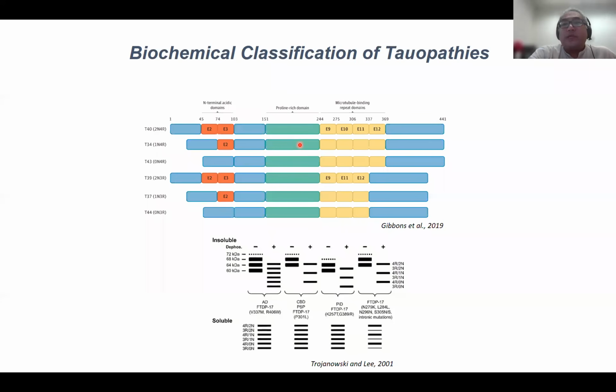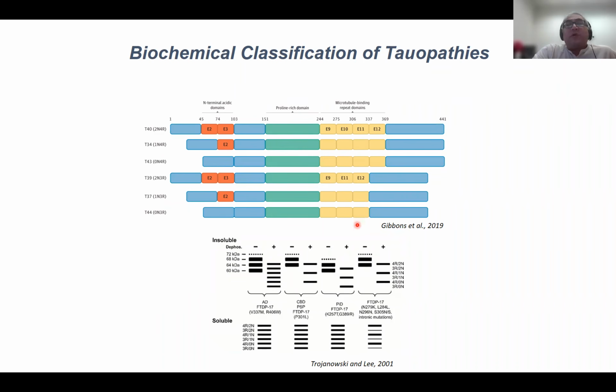And there are ways you could do this biochemically, but in essence, Alzheimer's disease is characterized by the accumulation of 3 repeat and 4 repeat tau. And that's in contrast with other diseases like Pick's disease, which is mainly a 3 repeat tauopathy. Progressive supranuclear palsy and corticobasal degeneration are 4 repeat tauopathies.